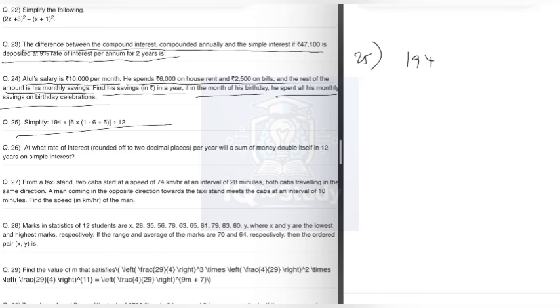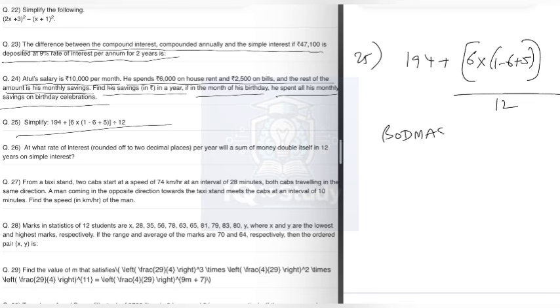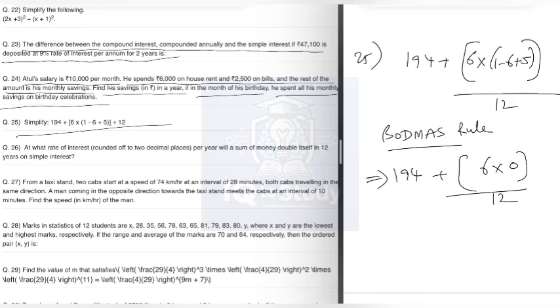Simplify 194 plus 6 into 1 minus 6 plus 5 divided by 12. Let's solve this using BODMAS rule. So 194 plus 6 into 0 divided by 12, that is 194 plus 0, which is 194.